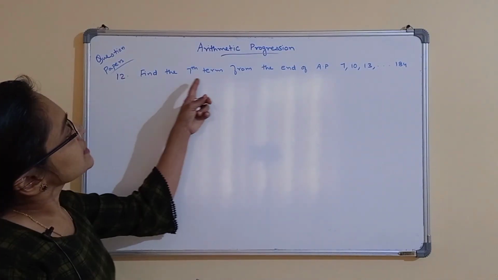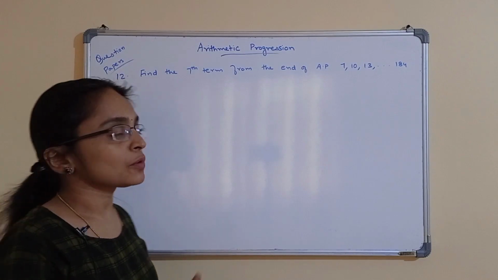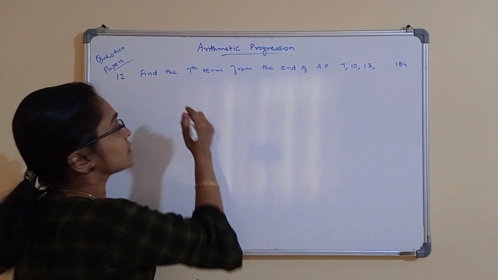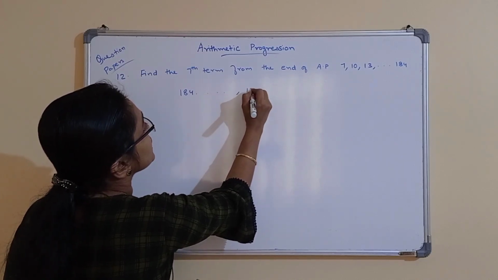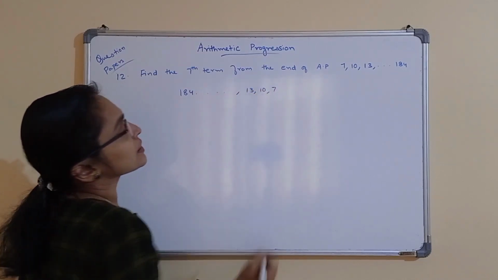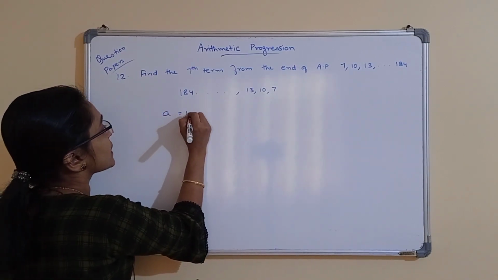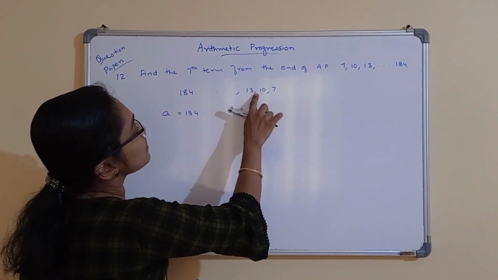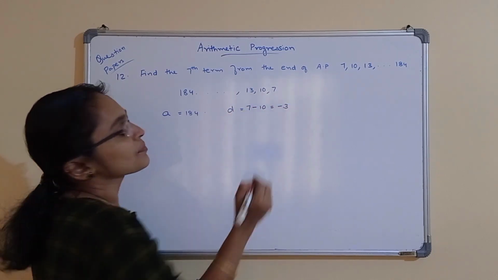Next one, find the seventh term from the end of the AP 7, 10, 13, etc., 184. So we have to find from the end. So the first term will be 184, etc., 13, 10, 7. So the first term is A equal to 184 and D is equal to 7 minus 10, which is equal to minus 3.